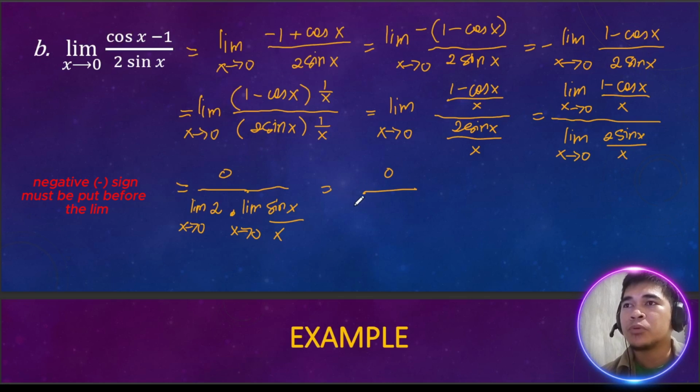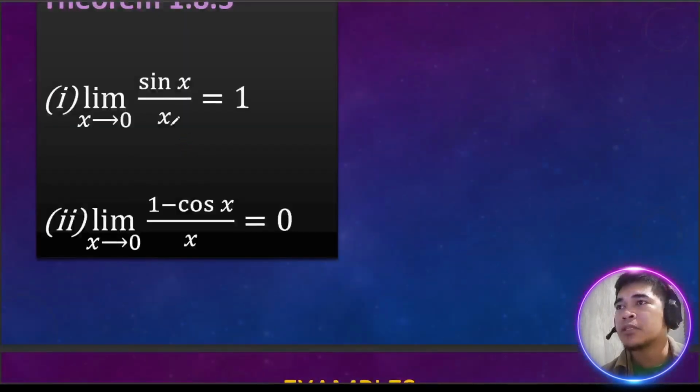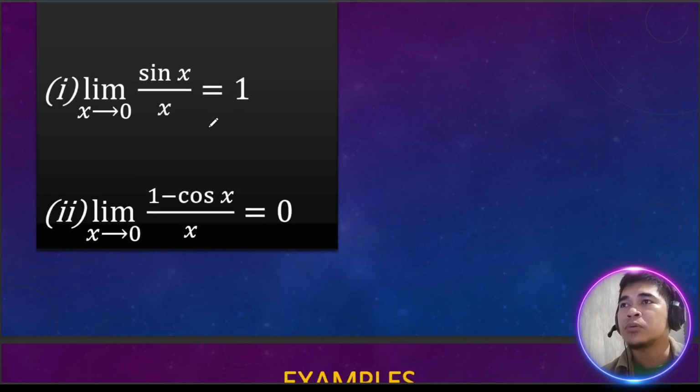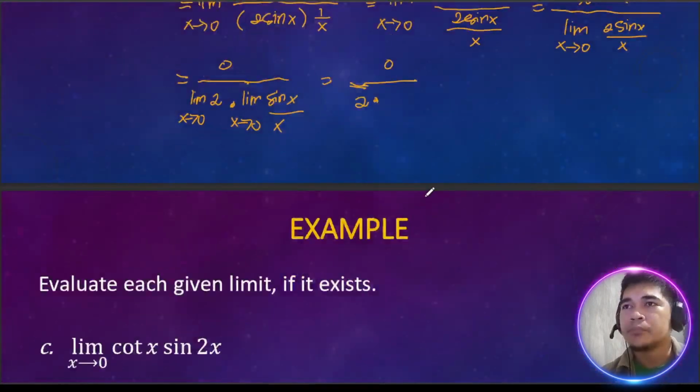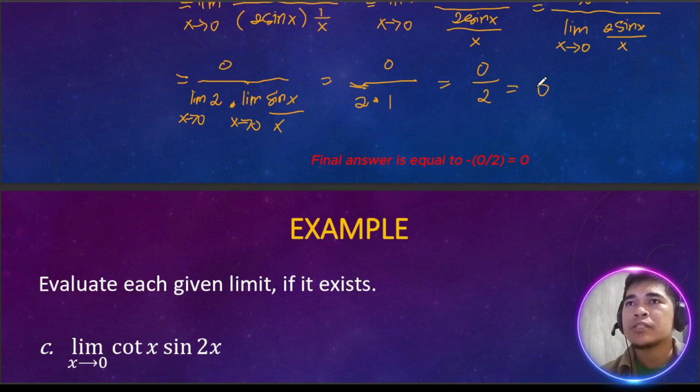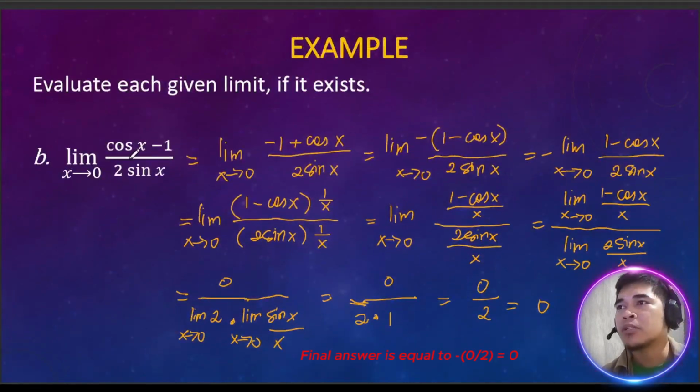over limit of 2 times limit of sine x over x as x approaches 0. That is our first theorem, which is equal to 1. So we got 0 over 2 equals 0. So the limit of cosine x minus 1 over 2 sine x as x approaches 0 is 0.